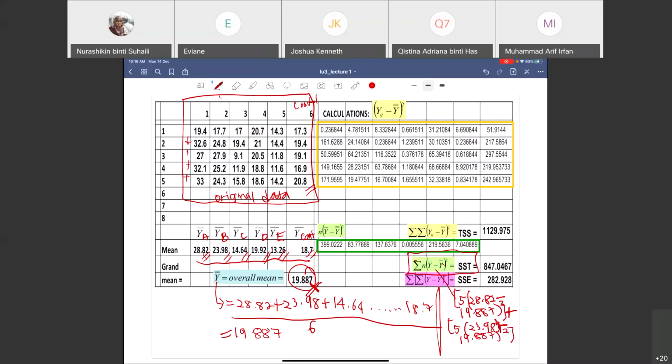Faham tak, guys? So in order to find this one, you have to sum up this term. I'll give you an example for the A and B here. 5 is the sample size. There are 5, right? Multiply by the Y A, which is 28.82, minus the overall mean, because I'm referring to this formula, 19.887, and the whole thing here is squared, plus the expression for the next one, the B, C, and so on. So the summation of this will give you SST.